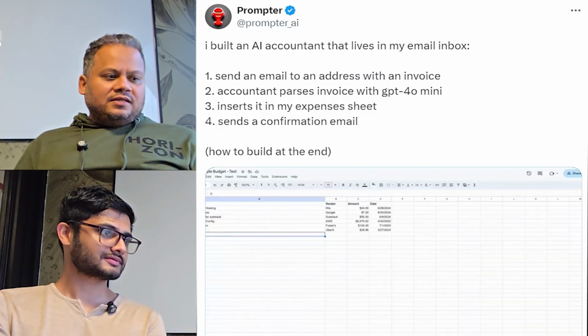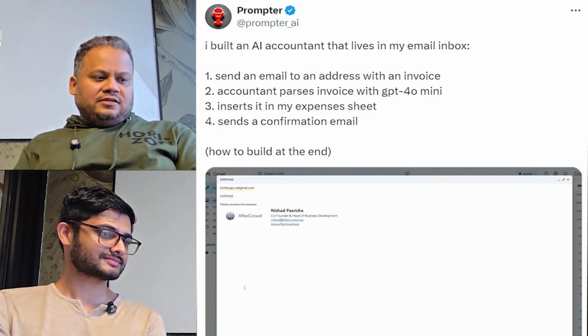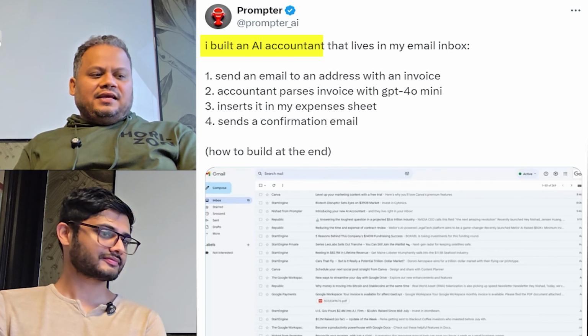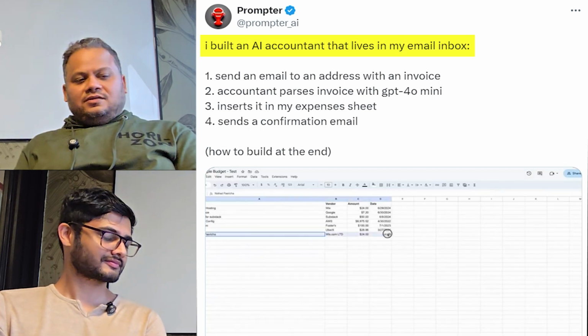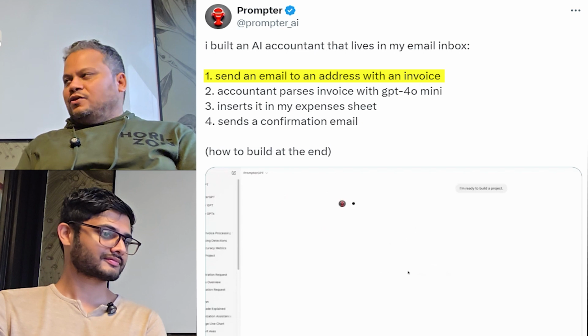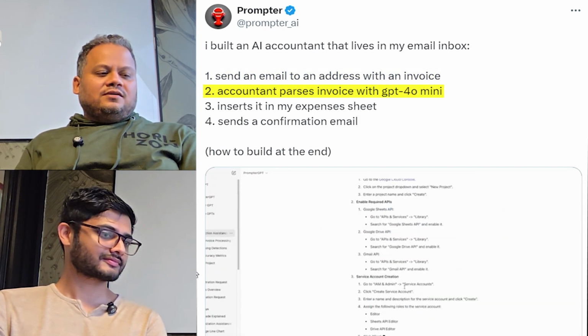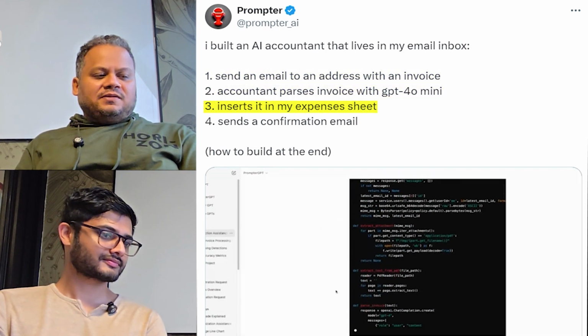Now, let's talk about the developers. There's a guy who seems to be a coder, and he says, I built an AI accountant that lives in my email inbox. Send an email to an address with an invoice. The accountant parses the invoice with GPT-4o Mini, inserts it in my expenses sheet, and sends a confirmation email. This is fairly basic automation of some steps. So basically, a coder will be able to do it using Cursor and Claude and maybe a little bit of customization.